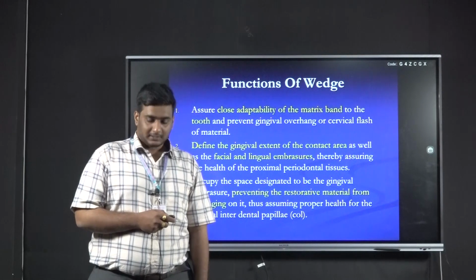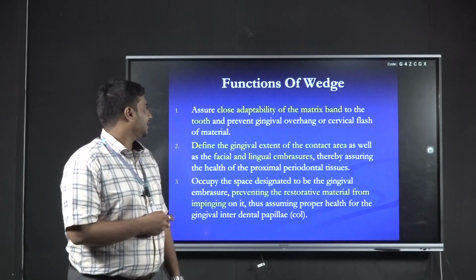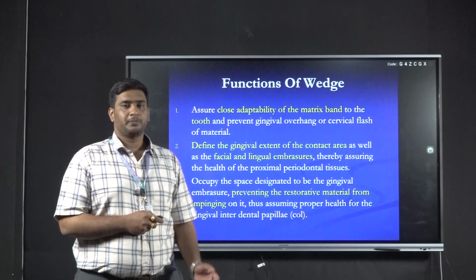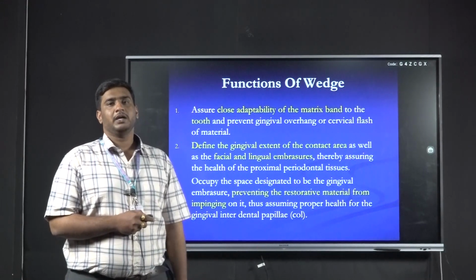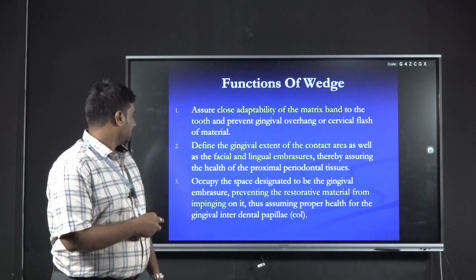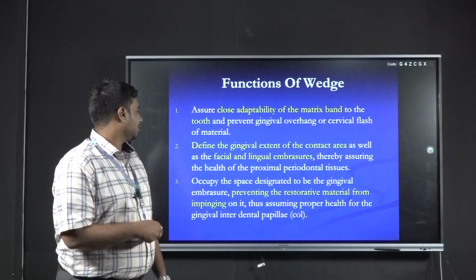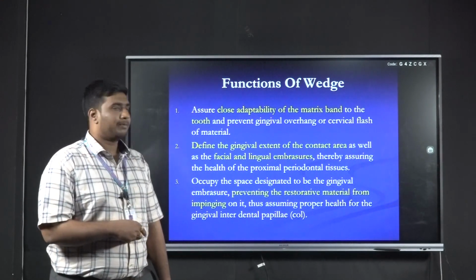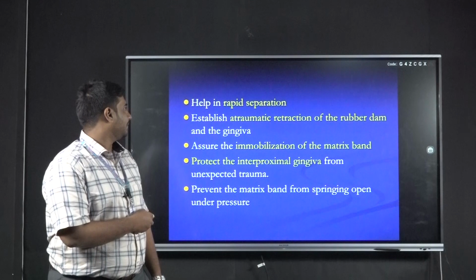Coming to the functions of the wedges, the most important function of the wedge is to closely adapt to the matrix band and prevent gingival overhang or cervical flash of the material. The main aim of tooth separation is to properly adapt the matrix band to the tooth such that the restorative material does not overflow into the embrasure region, causing gingival overhang or cervical flash. It also occupies the space designated to the gingival embrasure, preventing the restorative material from impinging onto it, thus assuring the proper health of the gingival interdental papilla. So it maintains the periodontal health.